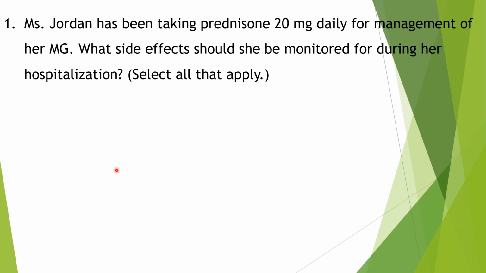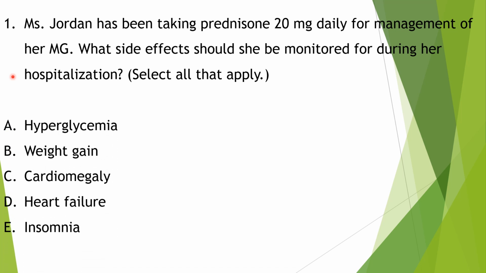Ms. Jordan has been taking prednisone 20 mg daily for management of her myasthenia gravis. What side effects should she be monitored for during her hospitalization? Hyperglycemia, weight gain, cardiomegaly, heart failure, insomnia. Side effects of prednisone, a steroid, include immunosuppression, then hyperglycemia, weight gain and sleep disturbance. So here hyperglycemia is a major problem. Patient's blood glucose needs to be monitored closely.